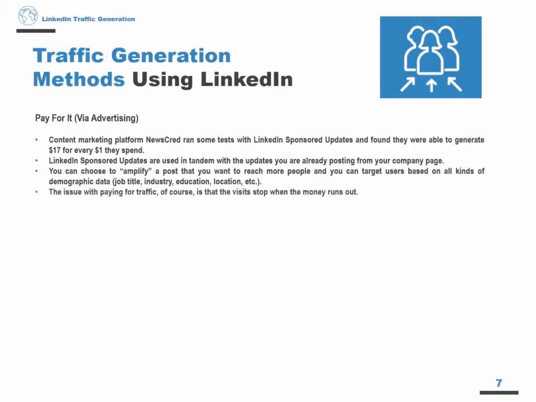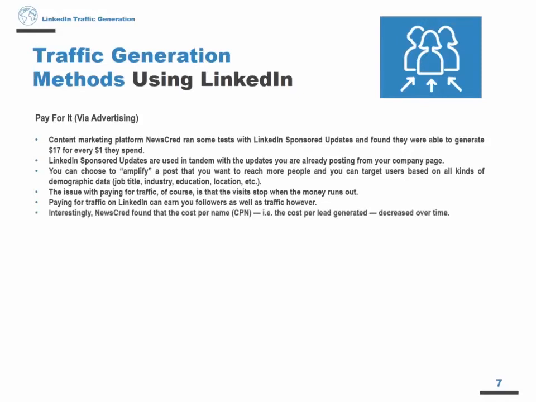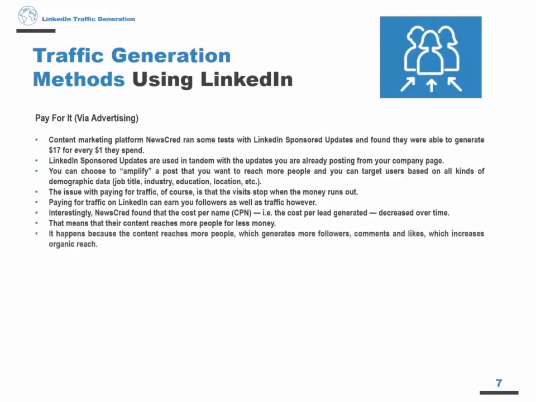The issue with paying for traffic, of course, is that the visits stop when the money runs out. Paying for traffic on LinkedIn can earn you followers as well as traffic. However, interestingly, NewsCred found that cost per lead, CPL, i.e. the cost per lead generated, decreased over time. That means that their content reaches more people for less money. It happens because the content reaches more people, which generates more followers, comments, and likes, which increases organic reach.